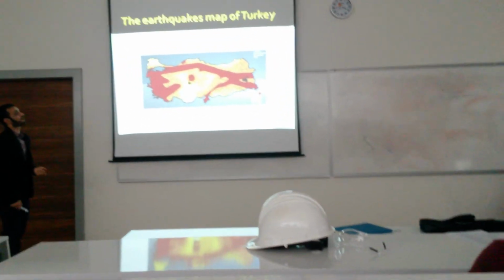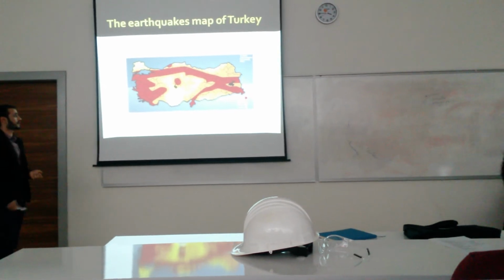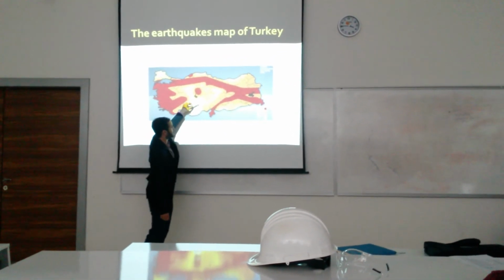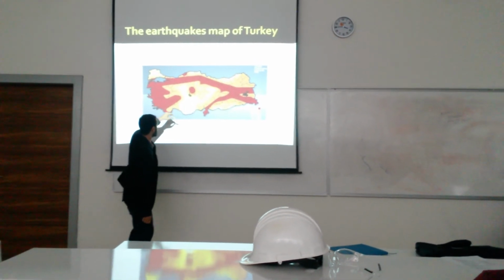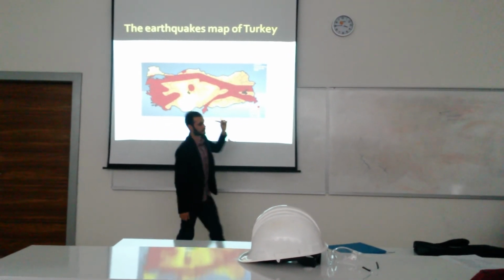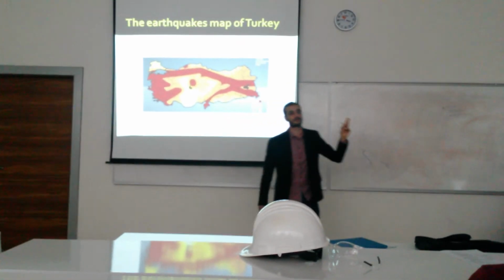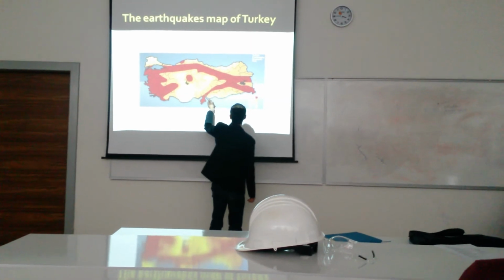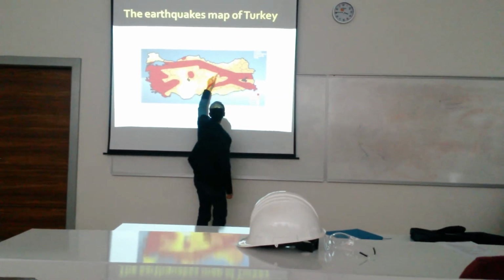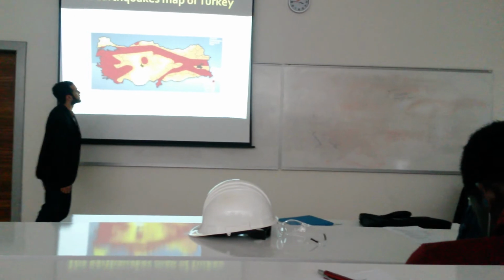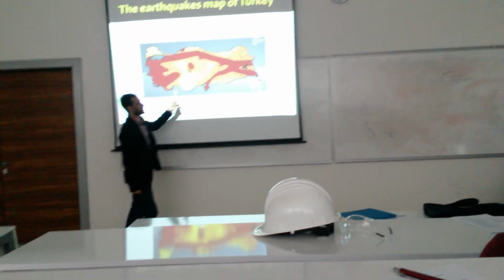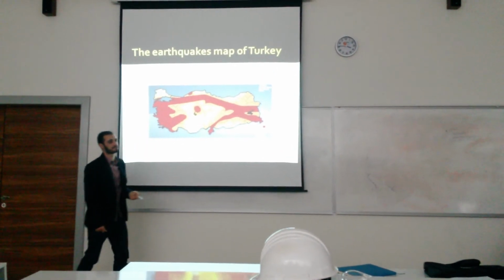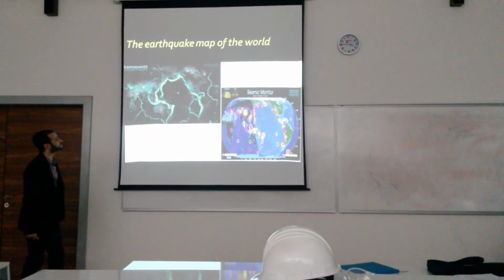The earthquake map of Turkey. Don't worry, you are in the same place. We are in Kayseri, we are in the same place, and there are two types of big faults in Turkey, which are the East Anatolian fault and the North Anatolian fault on the map of Turkey. These faults cause the big earthquakes.